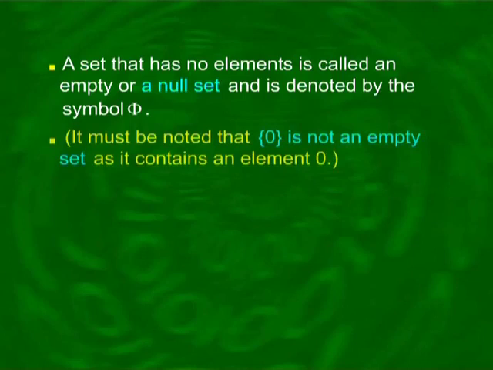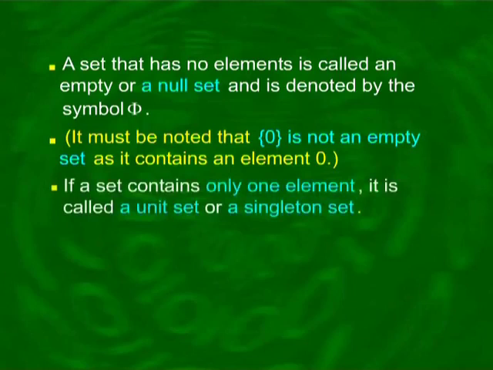As you can appreciate, a set can have any number of elements, and if a set does not have even one single element, it is called an empty set or a null set, and it is denoted by the Greek letter phi. But students, please note that the set consisting of the element 0 is not a null set because it contains one element, and that is 0.